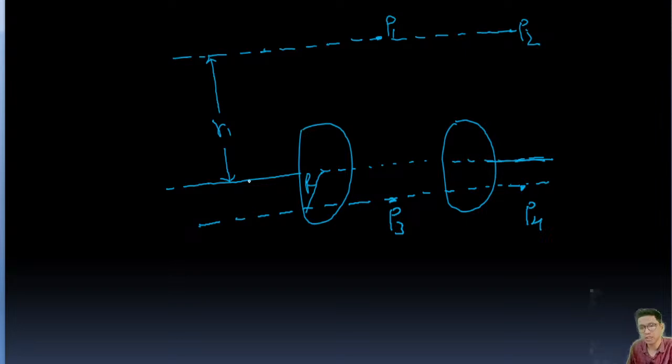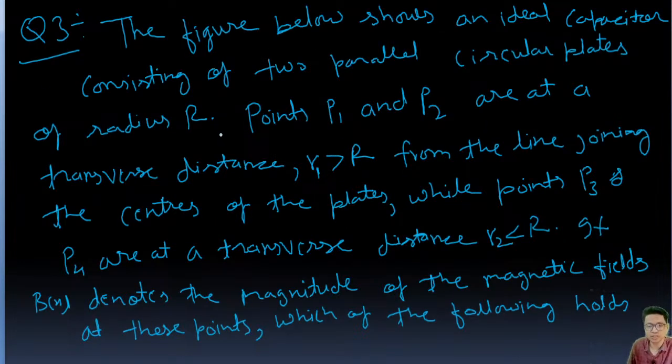The distance of P1 and P2 from the line joining the centers of the capacitor is R1, and the transverse distance of P3 and P4 from the line joining the centers of the capacitors is R2. Okay, this is what is given. I'll explain the question first, and after that I will solve it.